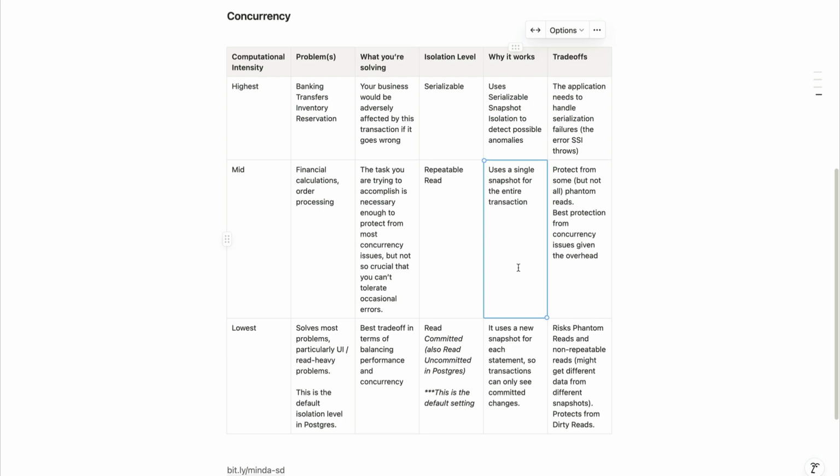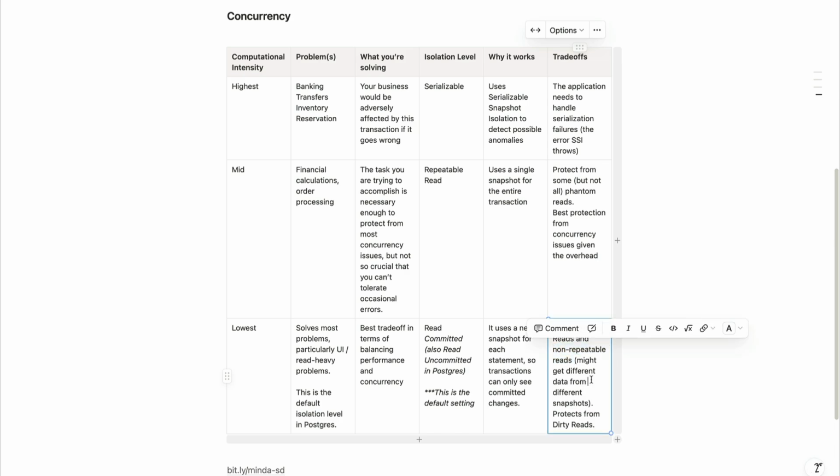So this gives some protection from non-repeatable reads, and it also gives some protection from phantom reads. The difference between non-repeatable reads and phantom reads: a non-repeatable read would be reading something in the database, like a row, that gets changed by another process, whereas a phantom read might involve executing a query where some of the information underlying that query gets changed in the course before the results are returned.